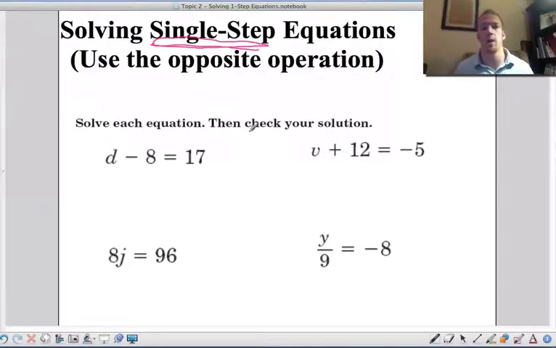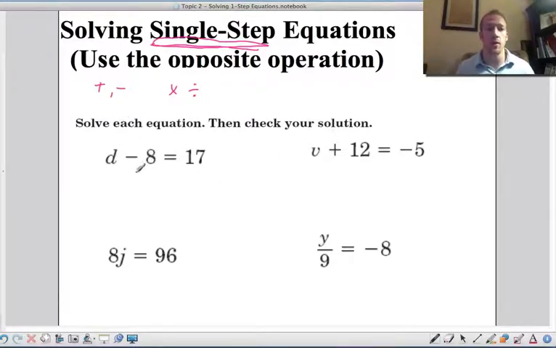Our goal all the time with an equation is to get our variable equals to a number, equals to something. We want our variable alone. For these, it only requires one step to get that to happen. So it might be addition or subtraction, or it might be multiplication or division. So let's see some examples.